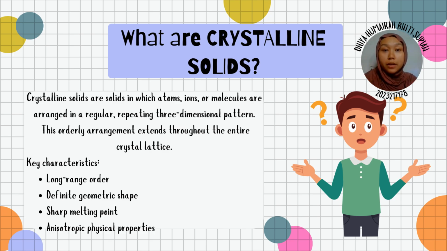Because of this long-range order, crystalline solids have some very recognizable traits. They have definite geometric shapes, meaning that their structure isn't random or messy. They also melt at a sharp and specific temperature, not gradually. Another key feature is anisotropy, which means their physical properties like conductivity or hardness change depending on the direction measured.